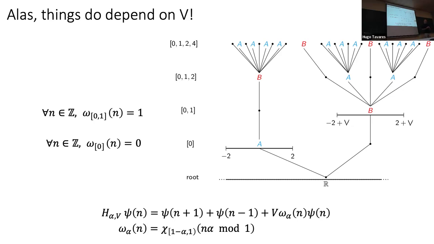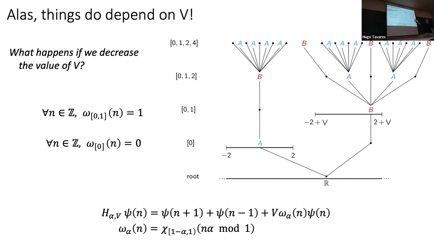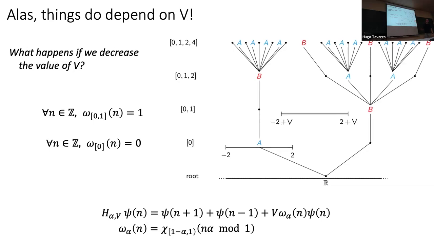Now, let's see what we can do. Let's change the value of V, like you asked. So let's take the value of V and decrease it. What happens if we decrease the value of V? As we decrease the value of V, this is going to the left, and more to the left. And remember, when this goes to the left, all this part of the tree also goes to the left. And now injectivity is not so easy, so that all these parts are separate. That's kind of the crucial thing.